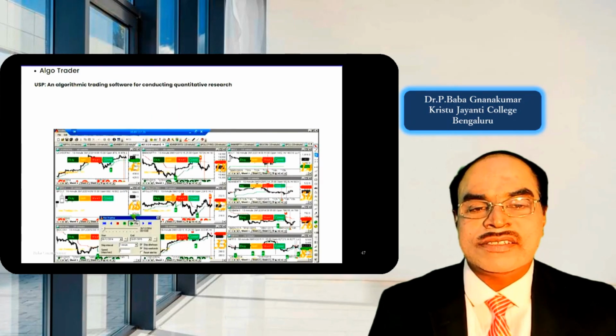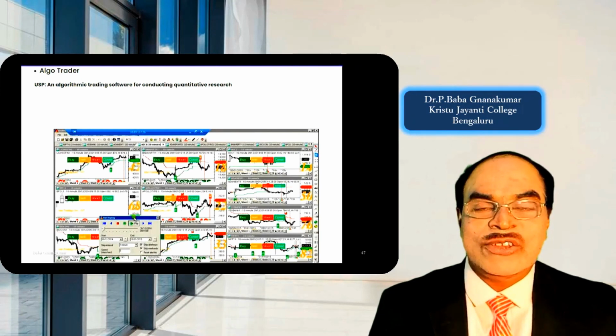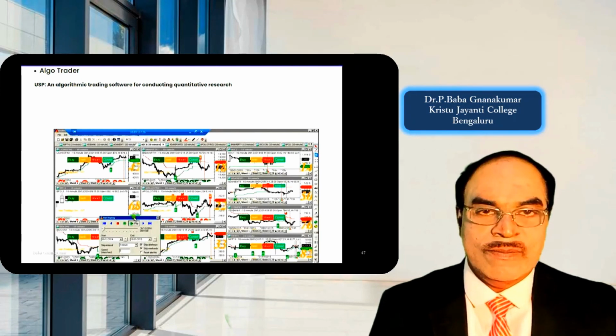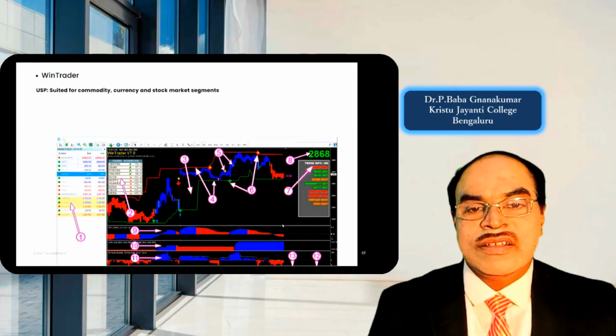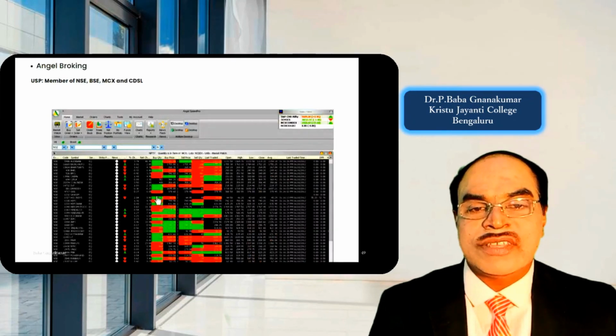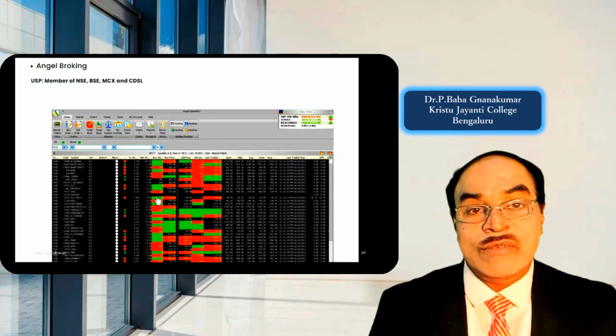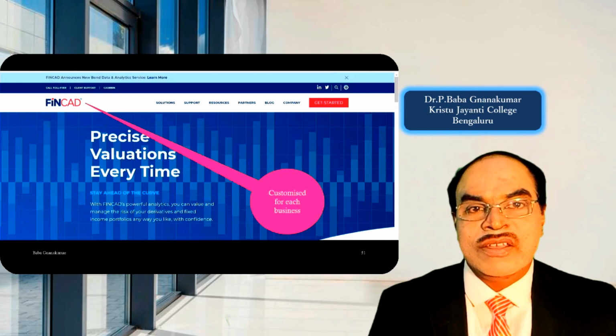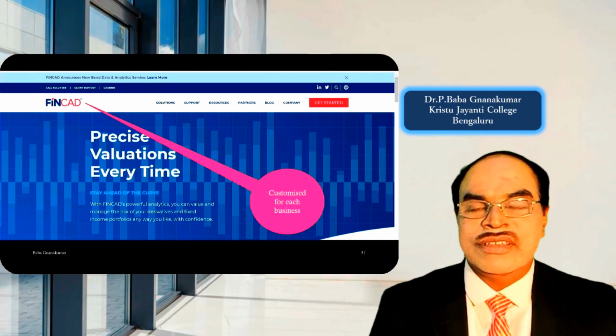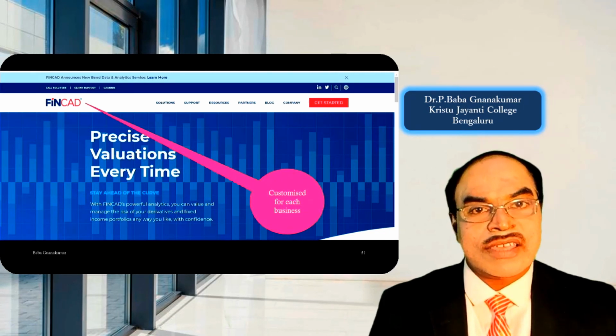Align Trader is another data visualization software. In a single screen, you can see different portfolios, different securities and their movement. Yes, these are all different software with the same purpose. Use them. Angel Broking is another important one. You might have seen that one. It will tell the maximum loss and maximum gain also. TradeV. So these are the softwares used in the case of the capital market.